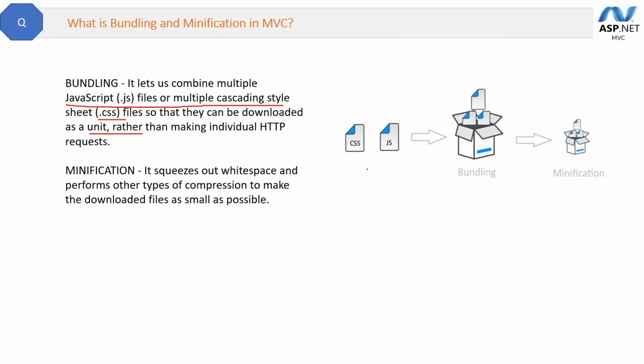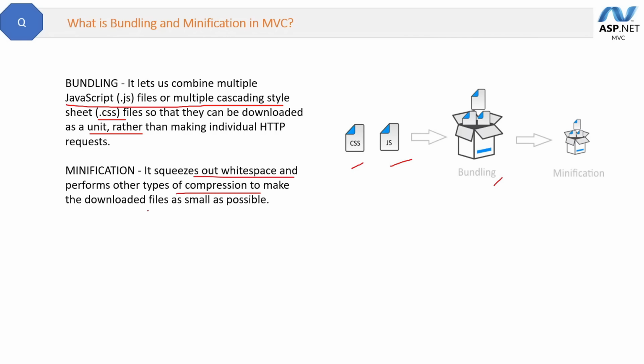For example, in the diagram, you have multiple CSS files and multiple JS files in your project. Bundling will combine them into a single unit, so that they will be lightweight when downloaded. And minification is the next step, which will basically remove the white spaces from your JavaScript or CSS files, so that the size of those files will be less if you remove the white space, right?